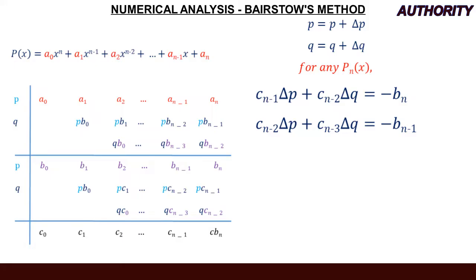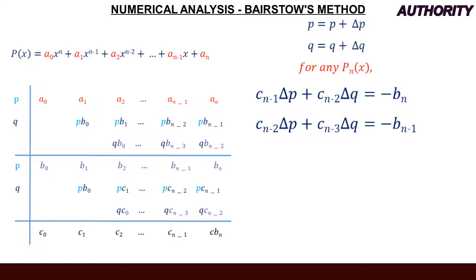Hello, we make use of Cn-1, Cn-2, and Cn-3, and then also Bn and Bn-1. So this formula is for a polynomial of any degree. It's for a polynomial of what? Any degree. Now look at this very well.